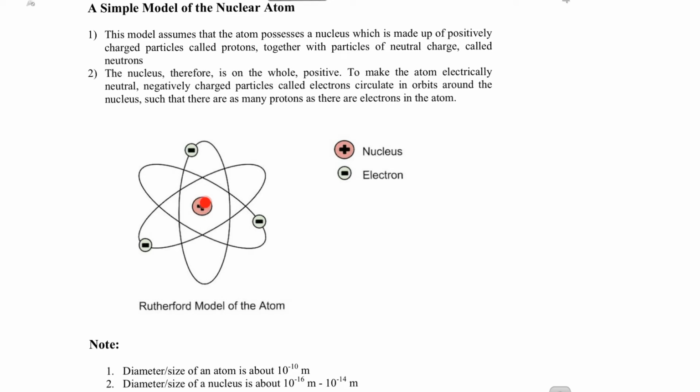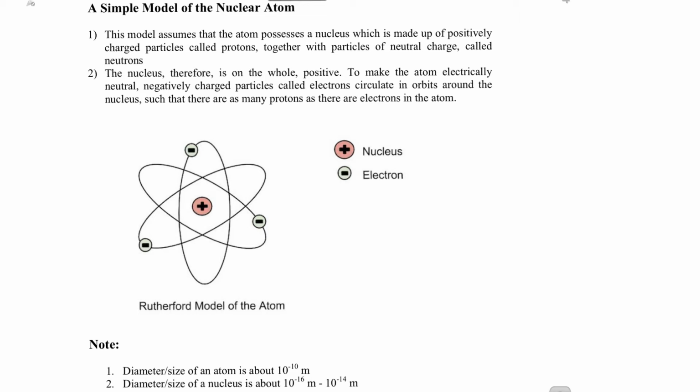we know the nucleus is positively charged, which contains protons and neutrons, and you have electrons which are negatively charged orbiting it. And the idea is the number of protons in the nucleus must be equal to the number of electrons orbiting it, because the atom is neutral. Okay, so that's what you learn in chemistry as well.